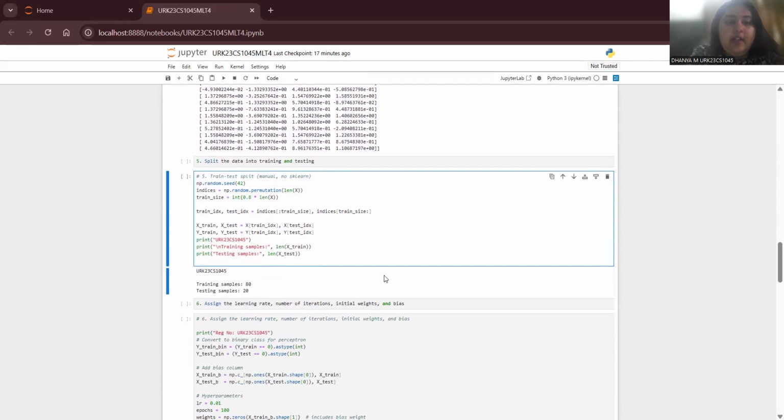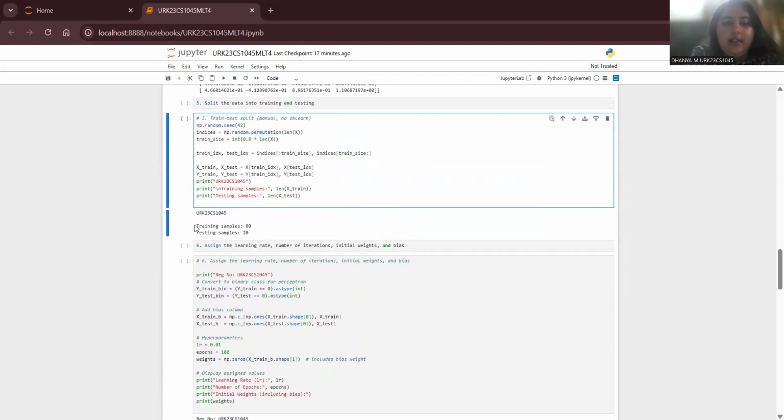And for the fifth question, I have split the data into training and testing parts. Training is used to train the perceptron model, and testing is used to evaluate the performance of the trained model. This helps determine how well the model performs on unseen data. Here is the output of the training samples and testing samples.